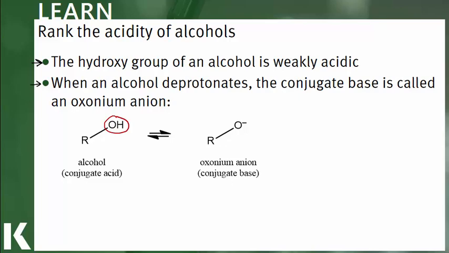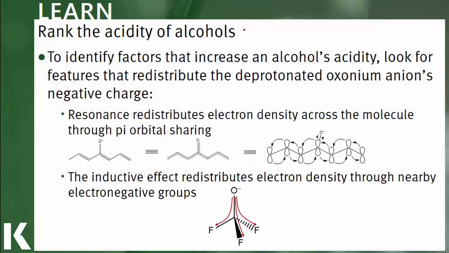When the alcohol deprotonates, or donates its hydrogen ion, the resulting conjugate base is called the oxonium anion. The strength of an acid is determined by the stability of its conjugate base. The more stable the conjugate base, the stronger the acid. Two factors play a role on the stability of a conjugate base: resonance and the inductive effect.